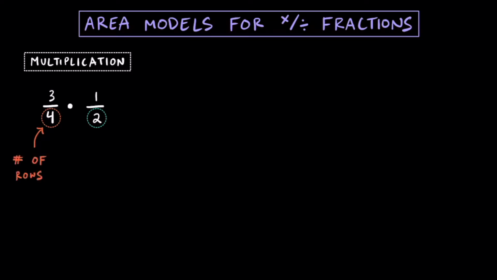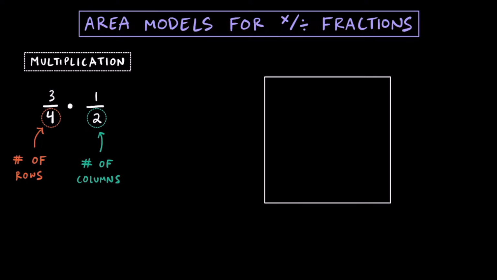This 4 here will represent the number of rows we have, and this 2 will represent the number of columns, but if you switch these and make the 4 the number of columns and the 2 the number of rows, that's going to work just fine as well. Once we've established the number of rows and columns, let's create a square or a rectangle. So here's the square that I've drawn.